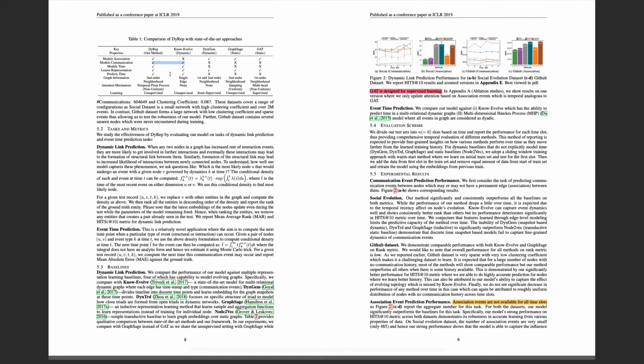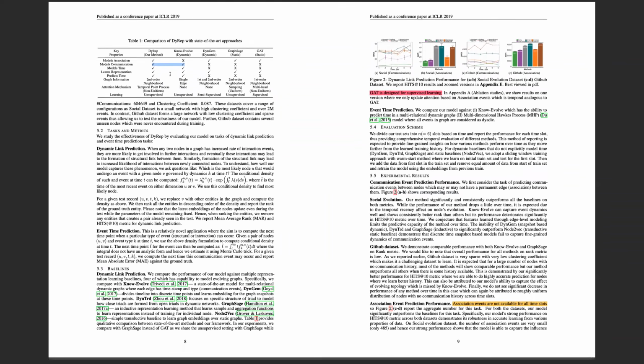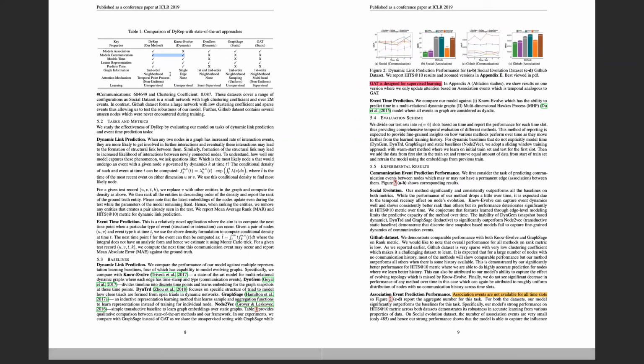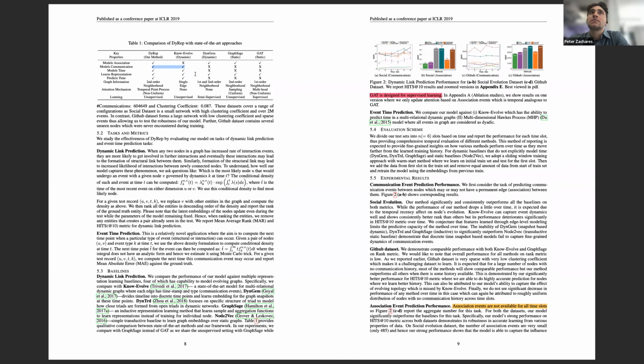I have a question. I don't know if it's super important, but in the comparison with the other approaches, they have graph information and it says second order, first order. Is that taking in the second hop, first hop, or what does second order neighborhood mean? Yeah, that's exactly what it means.